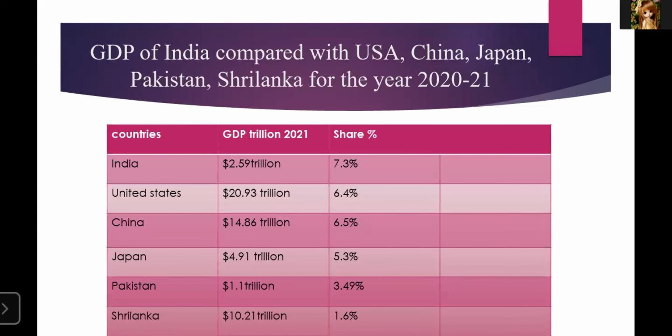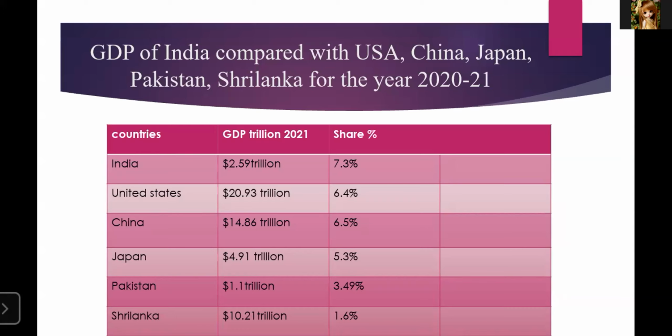Next one, GDP of India compared with USA, China, Japan, Pakistan, Sri Lanka for the year 2021. India's GDP is $2.59 trillion. GDP rate is 7.3%. US $20.93 trillion. GDP rate 6.4%. China $14.86 trillion. GDP rate is 6.5%.